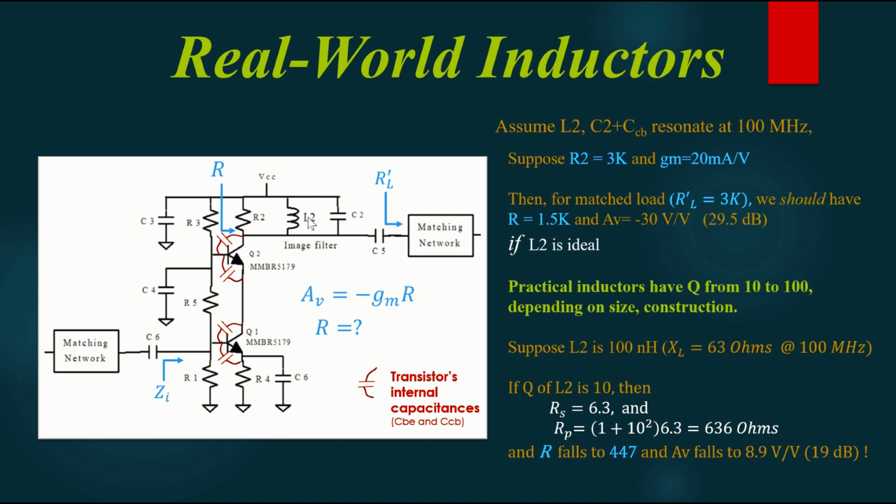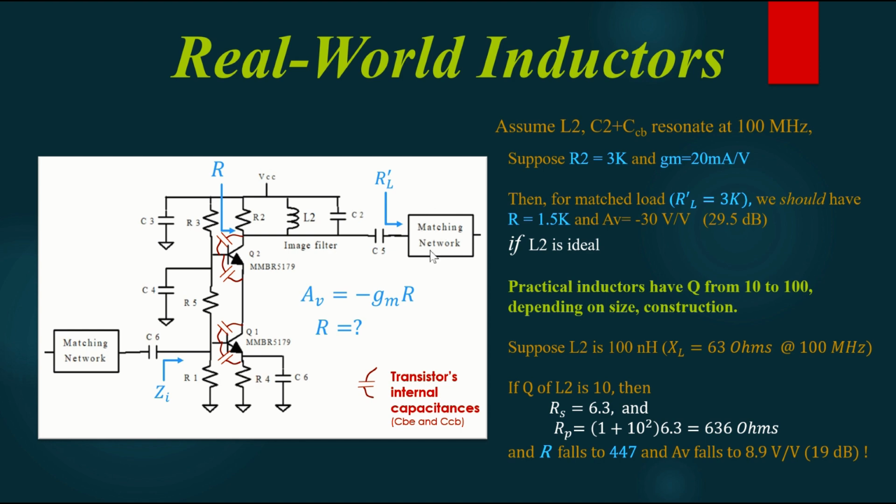In reality, we know L2 is not an ideal inductor. So let's see what the effects are. First of all, assume we're at 100 megahertz, like I said. So that's where L2 resonates with C2 and this internal parasitic capacitance of the transistor Q2. And to be concrete, we'll assume that R2 is 3 k ohms. So this is 3 k ohms. And the transconductance gm is 20 milliamps per volt, 0.02 amps per volt.